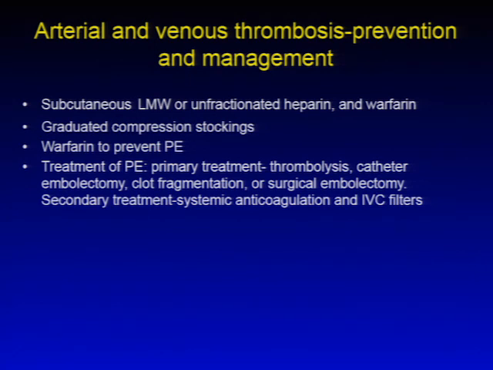Start sub-Q heparin, graduated compression stockings, warfarin for preventing PE. If the PE occurs, treatment of PE includes primary treatment: thrombolysis, catheter embolectomy, clot fragmentation, or surgical embolectomy. The second treatment includes systemic anticoagulation and IVC filters.